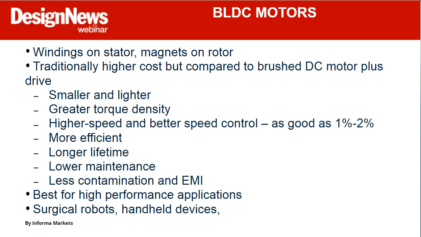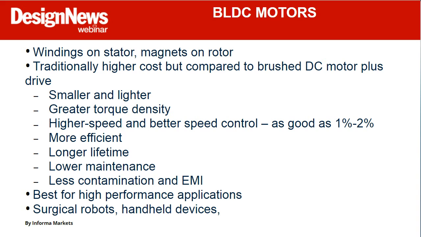In general, brushless motors are going to be smaller and lighter because you got rid of those brushes. You're going to get better torque density out of them, and higher speed and better speed control. Now, I tend to get leery about putting numbers out because they change all the time, but if your brushed DC motor can do speed control to maybe 10%, brushless can probably get you closer to 5%, and if you really got everything tuned up and you got good feedback and so on, you can potentially even get it to 1 or 2%.